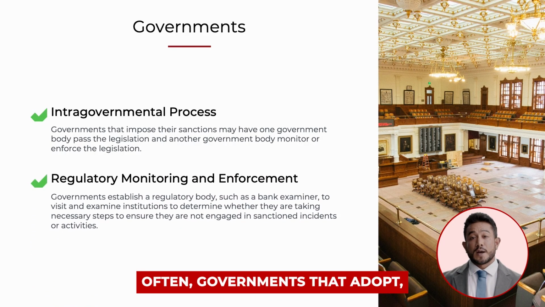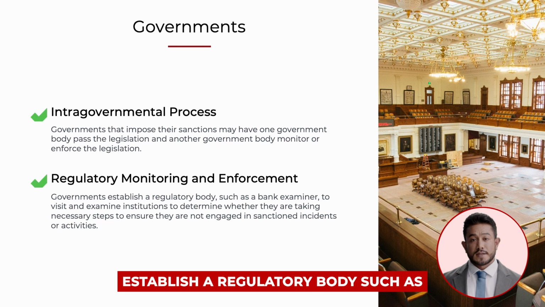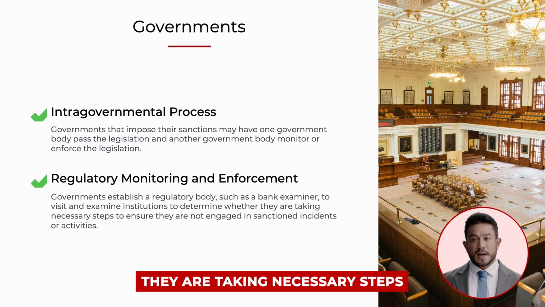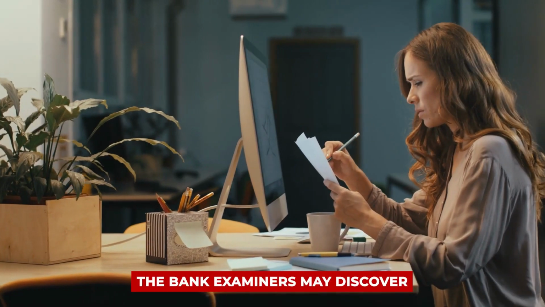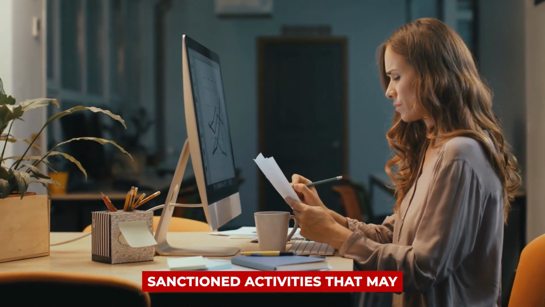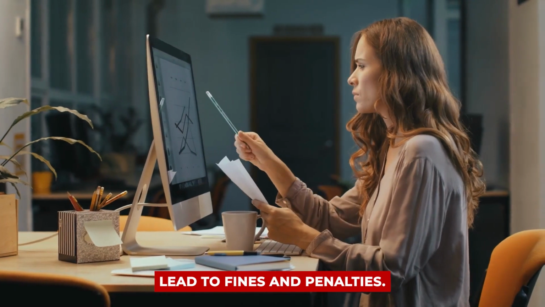Often, governments establish a regulatory body, such as a bank examiner, to visit and examine institutions to determine whether they are taking necessary steps to ensure they are not engaged in sanctioned incidents or activities. The bank examiners may discover sanctioned activities that may lead to fines and penalties.